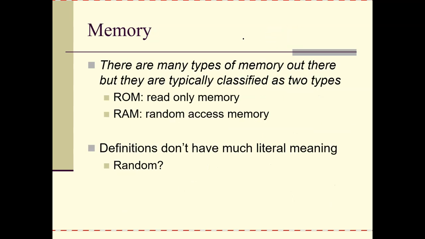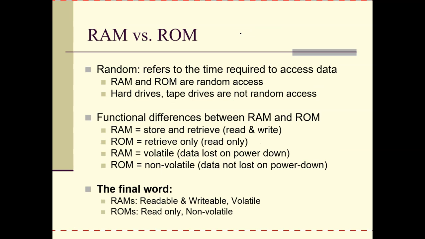So there are tons of types of memory out there, but they generally fall into 2 categories, and that's ROM and RAM. So ROM, read-only memory; RAM, random access memory. These definitions don't have really super literal meanings. For example, random. What does random mean? Well, random refers to the notion that you're able to get at it, both read and write. You're able to access that memory no matter where in memory at the same amount of time. So the access times are going to be the same.